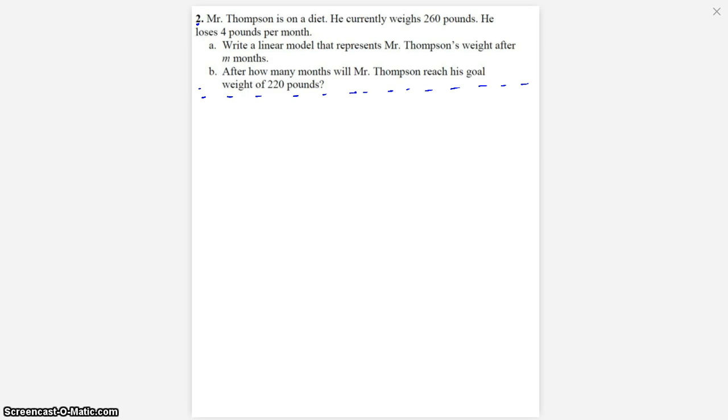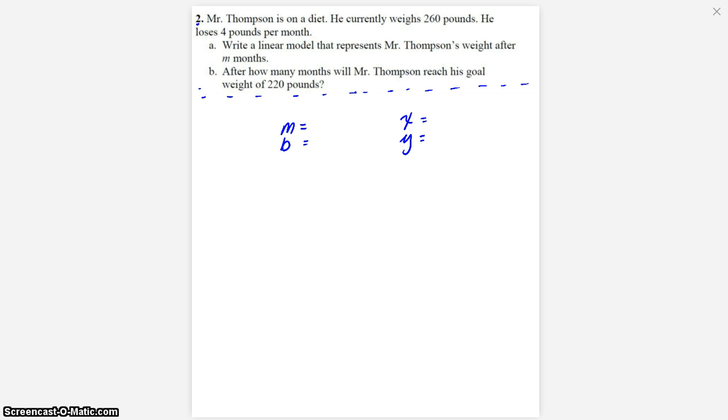I bet you guys were able to do this one on your own. So let's just go through it, make sure you got the correct answer. I need slope, y-intercept, and x and y.